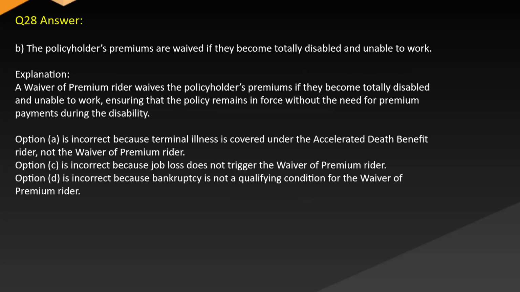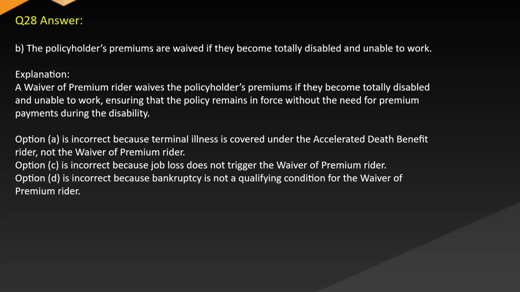Answer: B. The policyholder's premiums are waived if they become totally disabled and unable to work. Explanation: a waiver of premium rider waives the policyholder's premiums if they become totally disabled and unable to work, ensuring that the policy remains in force without the need for premium payments during the disability.